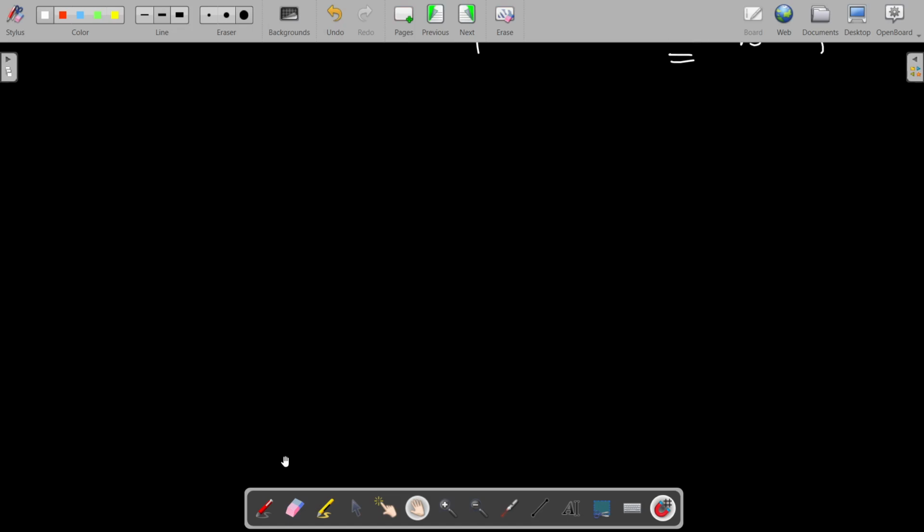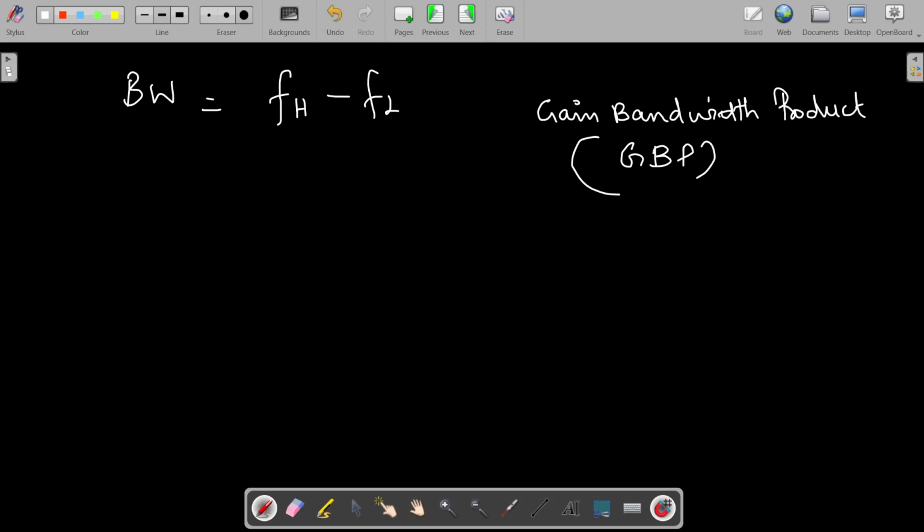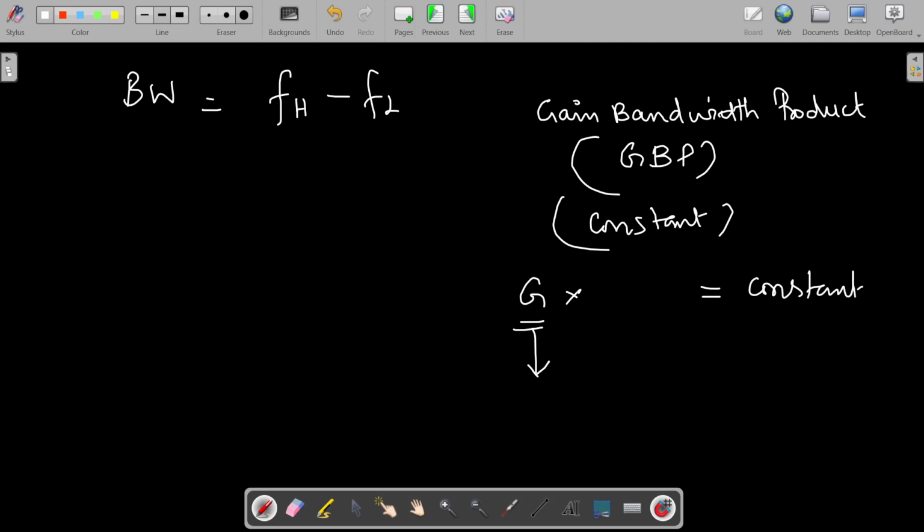Now coming to bandwidth. What is bandwidth? Bandwidth is the range of frequencies, that is, the higher frequency minus the lower frequency. We have one more very important concept, the gain bandwidth product. This gain bandwidth product is always constant. You should know this concept. I have already told you the gain is getting reduced. Since the gain bandwidth product is a multiplication of gain and bandwidth, it should be constant. So if the gain is decreasing, the bandwidth should automatically increase in order to maintain the constant value.